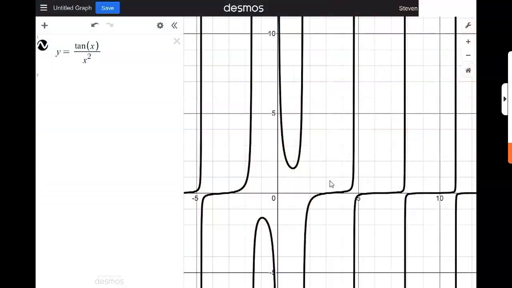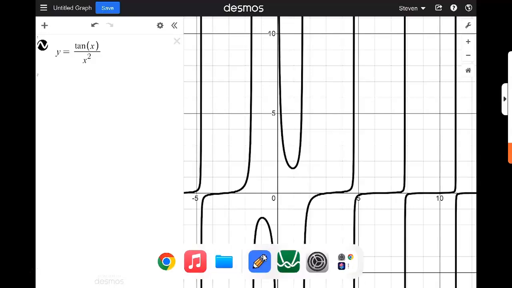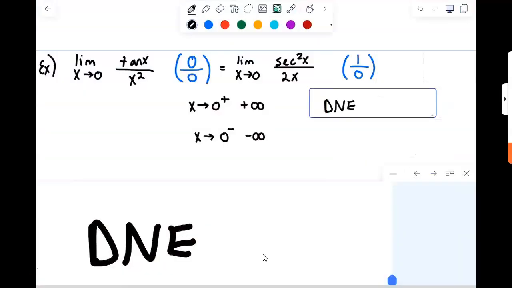And you can see that here on the graph. On the one hand, as I'm approaching 0 from above, you can see the vertical asymptote is going to positive infinity. As I'm approaching 0 from below, it's going to negative infinity. So, of course, the overall limit does not exist since it doesn't approach the same thing on both sides.